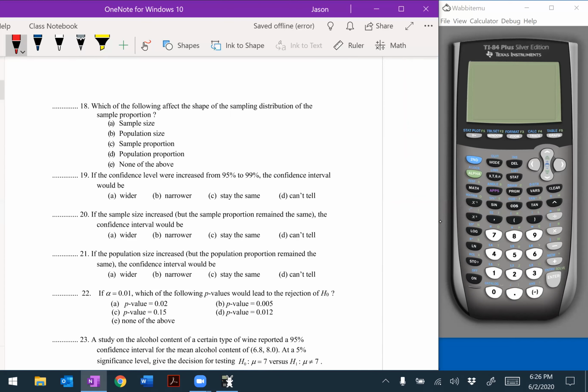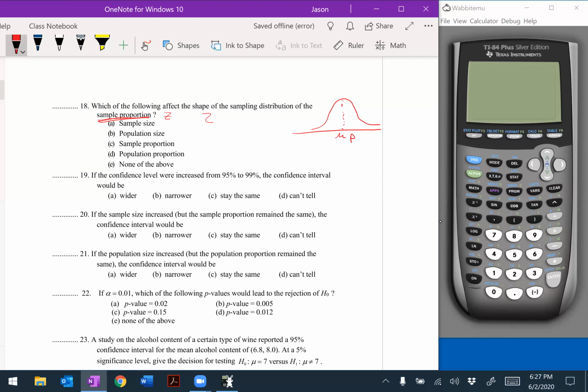So sample proportion, what affects the shape of this thing? Well, for proportions, what do we use? We use a z-score, right? Why? Because for a sampling proportion, when we take enough samples, we get a normal distribution. This would be mu of p, the mean of the proportions. So what's going to affect the shape of this thing?